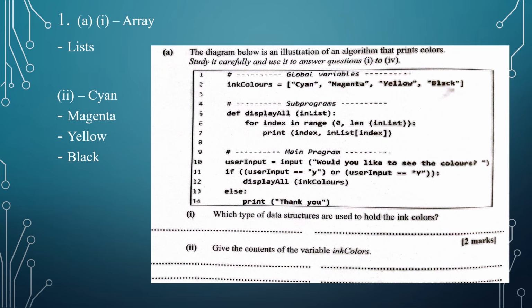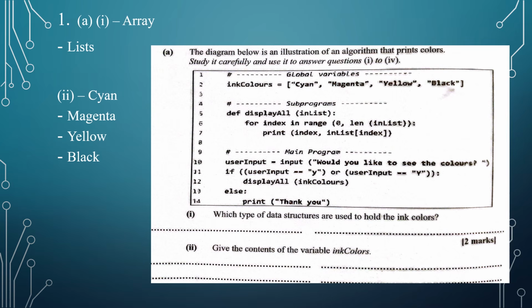So you have global variables with the colors and all that, with subprograms and some coding under it. So this is a command that is going to be used to print different colors. So I says which type of data structures are used to hold the colors? These are the colors, and we have array and then list. So array is also a programming technique that keeps a number of things, and list also keeps a set of items. So the answers for number 1A are array and then list.